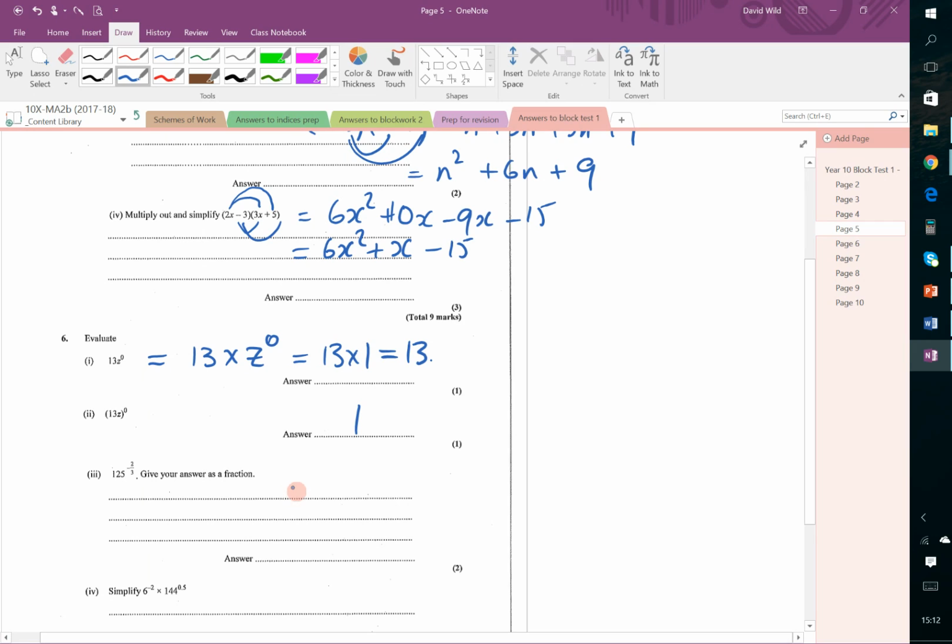Okay, 125 to the minus 2/3. This is 1 over 125 to the 2/3. Remember, raising to a fractional power means you do the cube root, the denominator. So the cube root of 125, and then we want to square that. Now the cube root of 125 is 5. Okay, so this is 1 over 5 squared, which is 1 over 25 as your final answer.